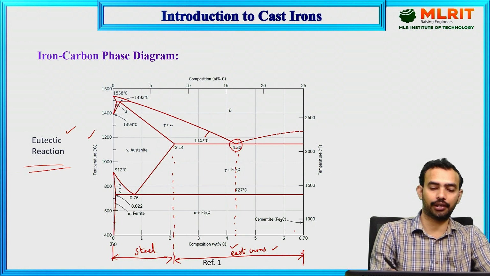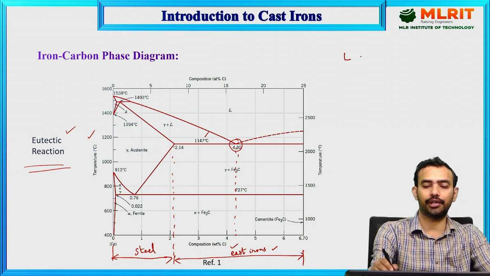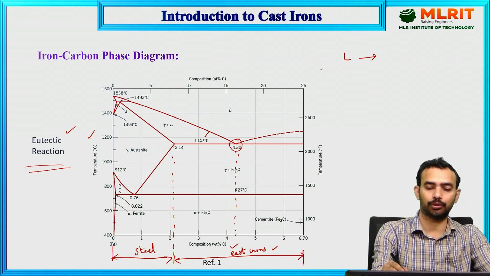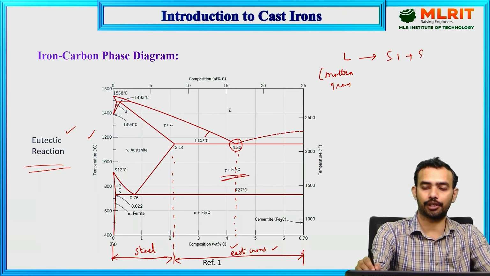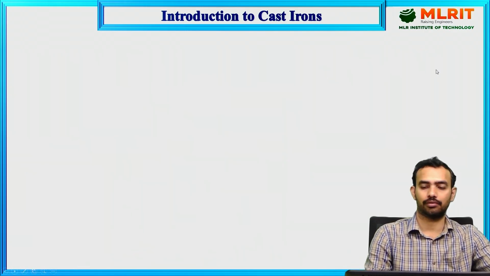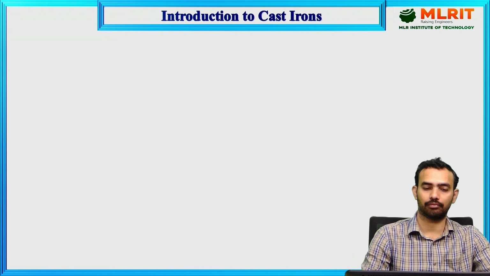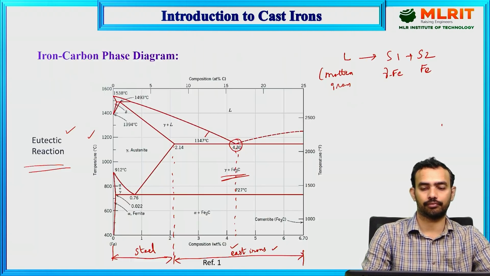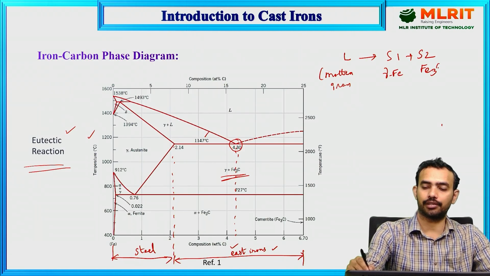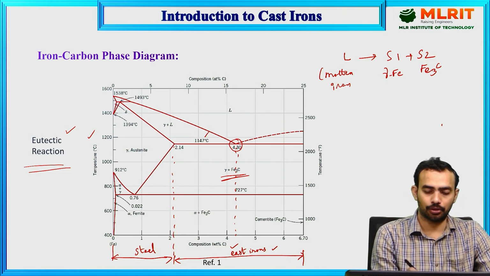What happens in the eutectic reaction? The liquid molten iron is getting transformed into two solids, solid 1 and solid 2, that is gamma austenite, gamma iron, plus the second one, cementite, Fe3C. So this is the point.